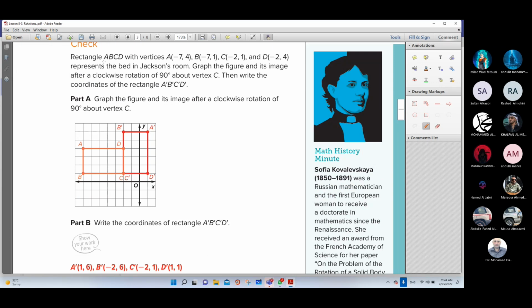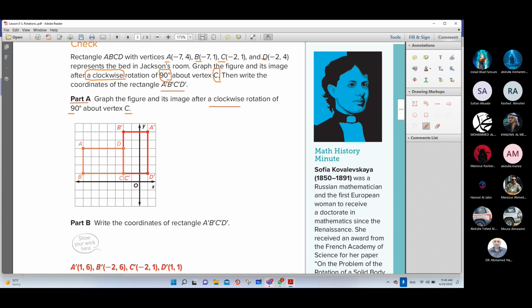In this example, we have rectangle ABCD with the vertices A, B, C, and D, representing the bed in Jackson's room. Graph the figure and its image after a clockwise rotation of 90 degrees. As you see, we have the angle 90 degrees about the vertex C. This is the center. Then write the coordinates of A prime, B prime, C prime, D prime. The direction is clockwise, which means from left to right.